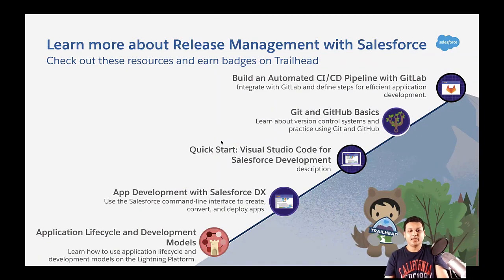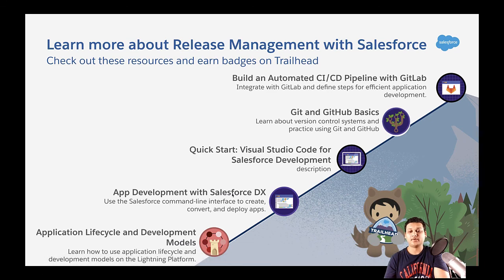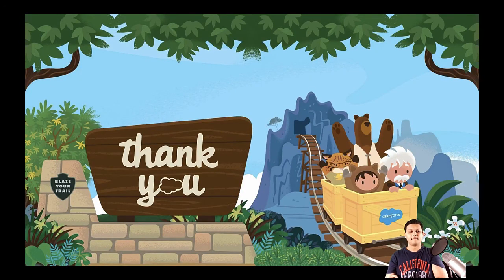Okay, finally, I want to leave you with some reference material. So, we have Trailhead modules around application lifecycle and development models, around Salesforce DX CLI, around our Visual Studio Code extension pack, GitHub, and how you can automate your CI/CD with GitLab. So all of these are available on Trailhead. Those are really valuable resources that can help you understand different aspects of release management with Salesforce.